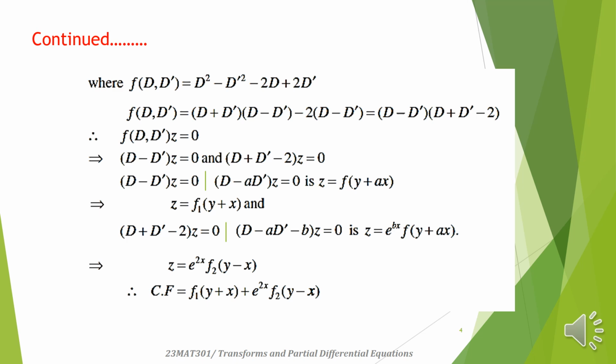So how will I get the answer? z is equal to f1 of y plus x, because the question itself has minus 1, so the value of a is 1. If it is D plus D dash, the value of a is minus 1. Keep that in mind. So f of y plus x. Next, D plus D dash minus 2. It is of the format D minus aD dash minus b. What is the value of a? Minus 1. What is the value of b? 2. So e power 2x into f of 2y minus x. So this is your complementary function.